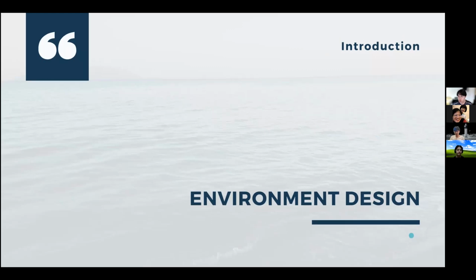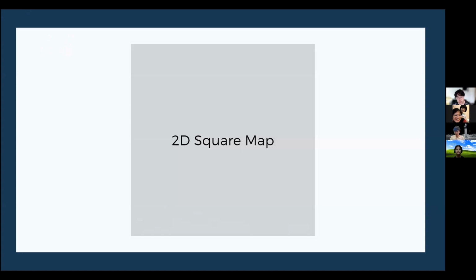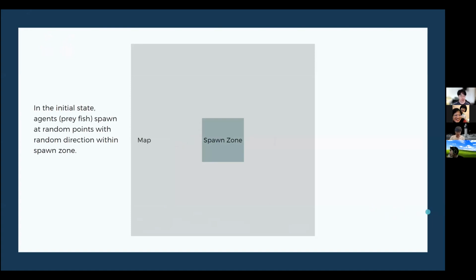Okay, so now for the environment design, the map that the fish will swim in is a 2D square map. And in the center of this map will be the spawn zone. In the initial state, agents, or our so-called prey fish, will spawn at random points with random directions within this spawn zone.